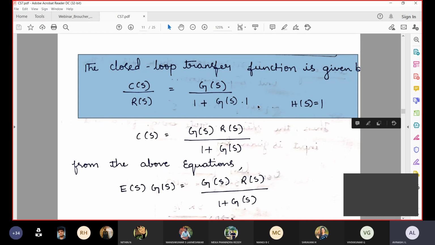Okay. So unity feedback is there, means what? H of s equal to what? 1. So in that case, what is the value it will come? C of s divided by R of s will be equal to G of s divided by 1 plus G of s into 1.